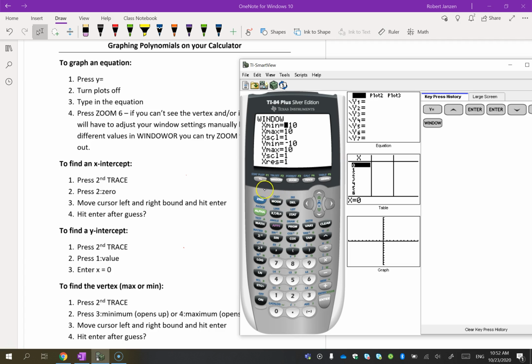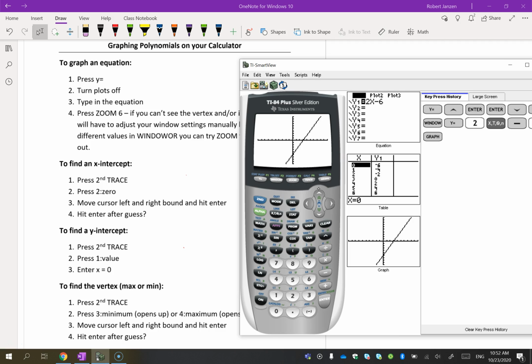Okay, so let's go back here and let's just put in an equation, and I'm just going to go 2x minus 6, and then I'll graph. So I get a graph like this. Okay, so let's go to the second thing, to find an x-intercept. The x-intercept is where it crosses the y-axis.